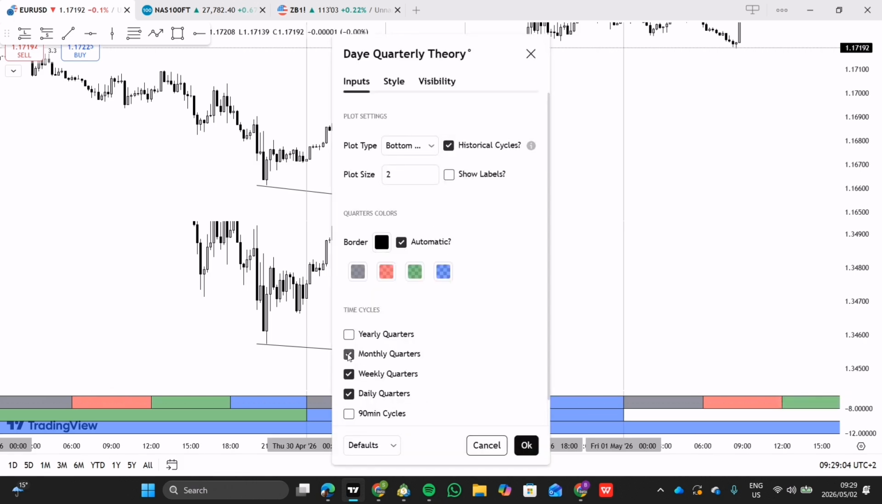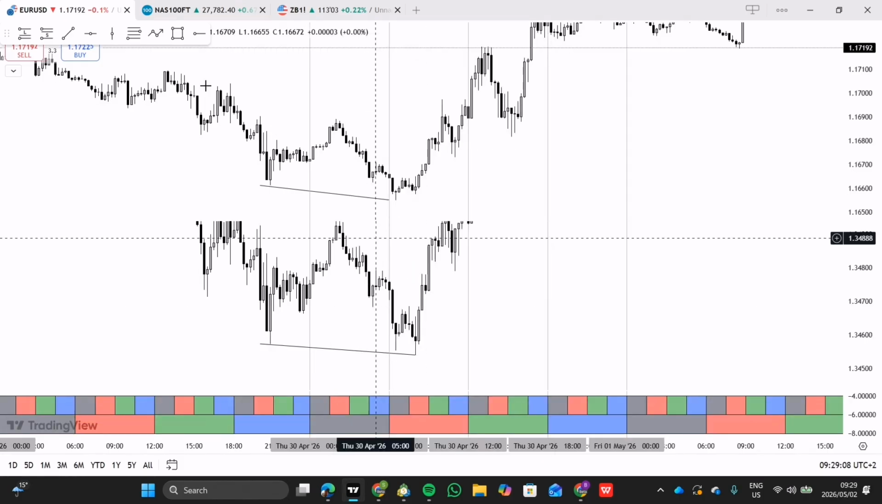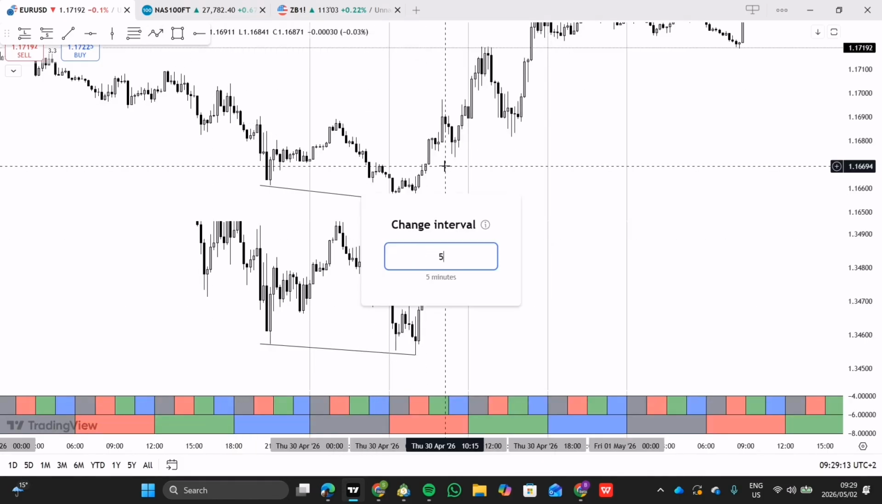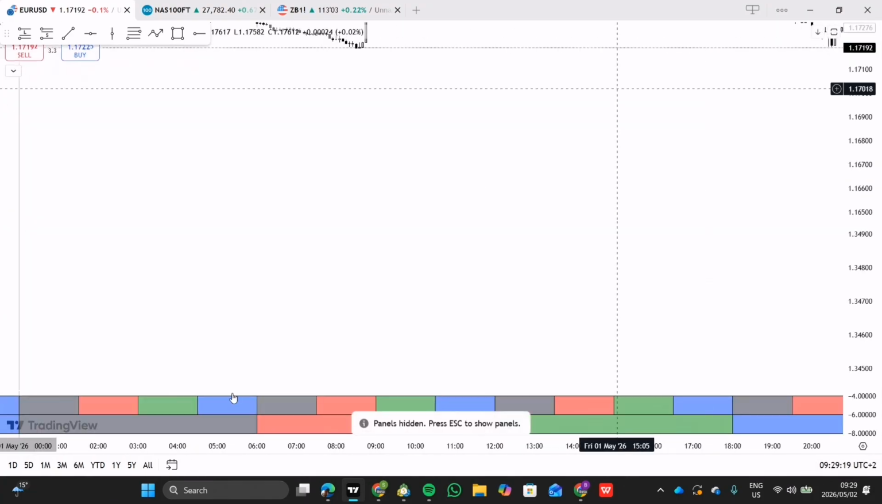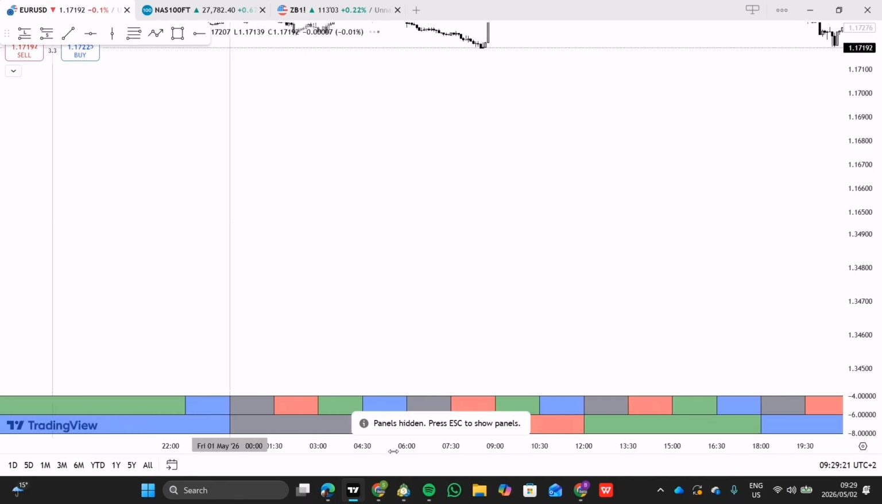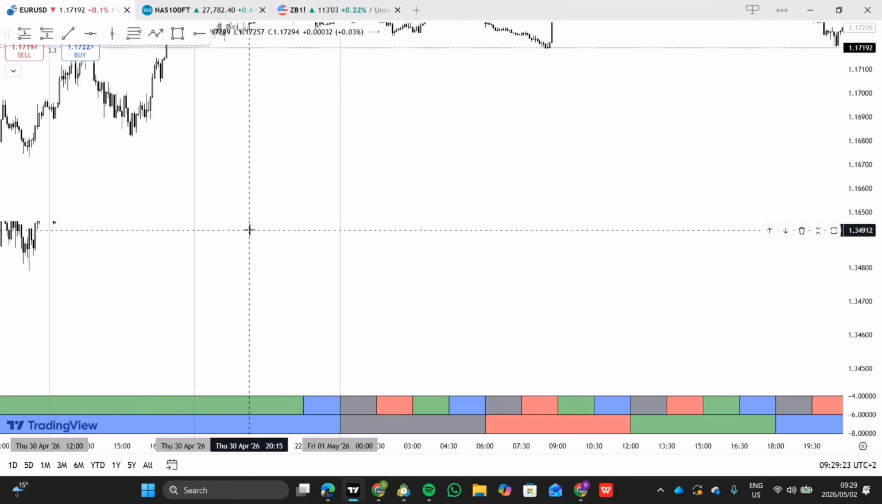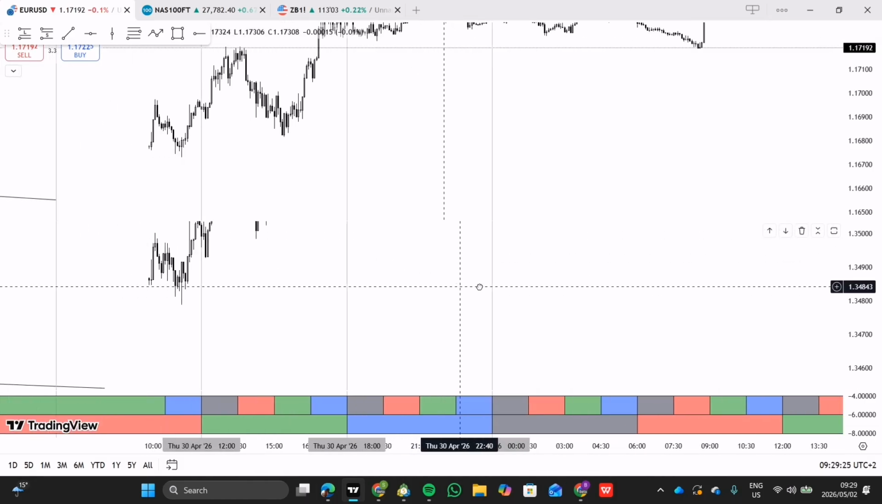So let me just remove my monthly, my weekly, and focus on my 90-minute cycles. Our time frame alignment for our 90-minute cycle is the 5-minute time frame. We need to be on the 5-minute time frame to trade our 90-minute cycle.